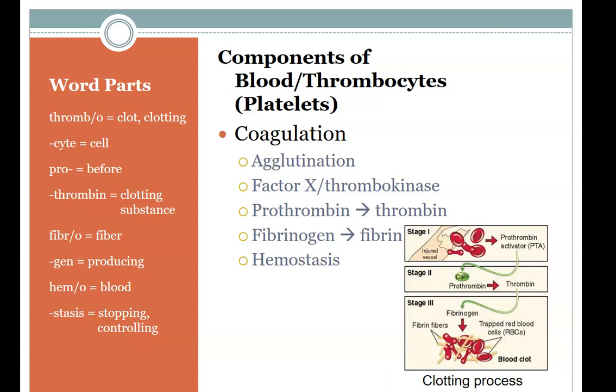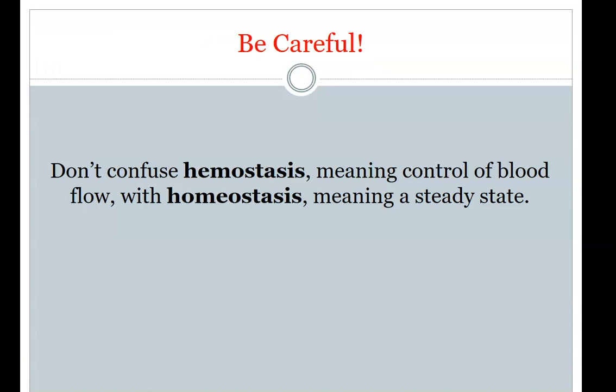And then over there we've got our word parts. You got your thrombo equals clot or clotting. Cyte is cell. Pro is before. Thrombin is clotting substance. Fibro is fiber. Gen is producing. Hemo is blood. And stasis is stopping or controlling. And again, be careful. Don't confuse hemostasis, meaning control of blood, with homeostasis, meaning a steady state.